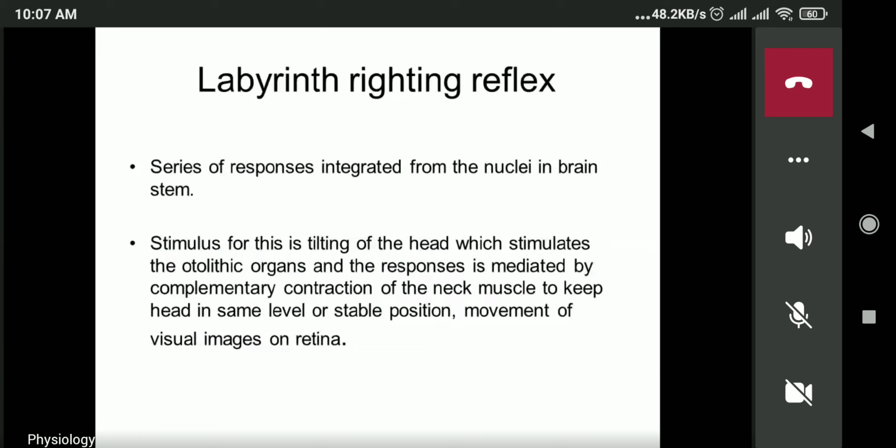The stimulus for this is tilting of the head, which stimulates the otolithic organ, and the response is mediated by complementary contraction of the neck muscles to keep the head at the same level or in a stable position, despite movement of visual images on the retina. So that is the labyrinthine righting reflex.